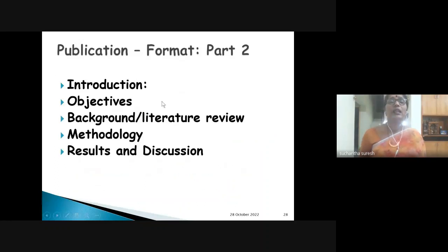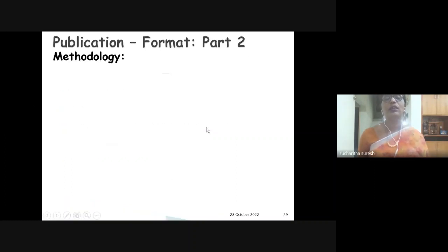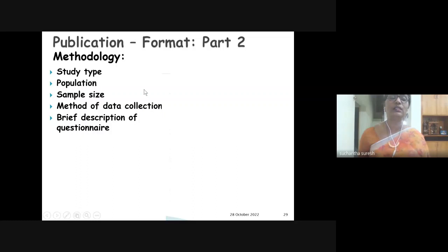All right. Next. In the second part, we have next the methodology. So methodology, you know what all things we have to give: study type, population, sample, and then method of data collection, how you are collecting the data, and then you have to talk about what statistical analysis you have used. So what all things we have to use here? Study type, population of the study, sample size, method of data collection, brief description of the questionnaire.